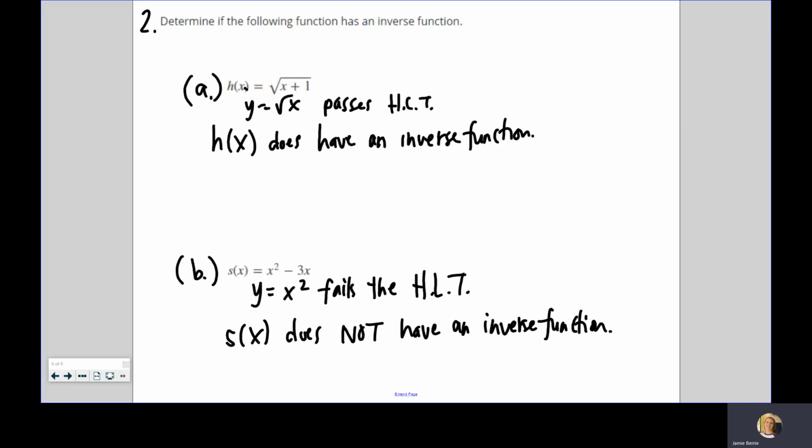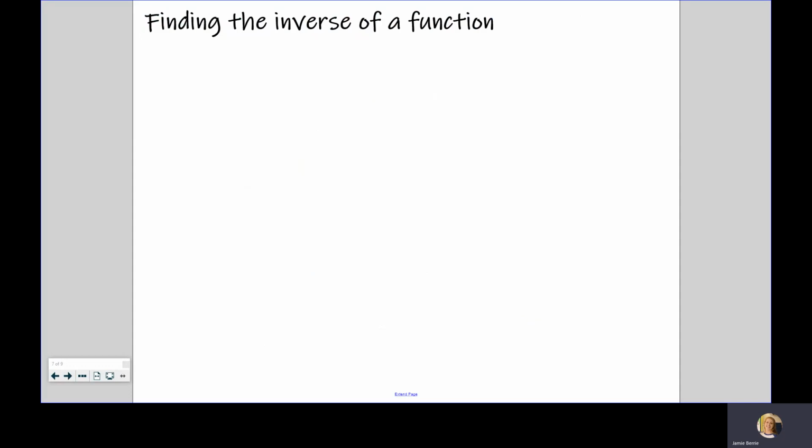All right, so let's talk about how we find the inverse. Now that we know how to determine if a function does or does not have an inverse, we're going to figure out, if we determine that it does have an inverse function, how do we determine what the inverse is? So finding the inverse of a function. There are 4 steps to finding the inverse of a function.